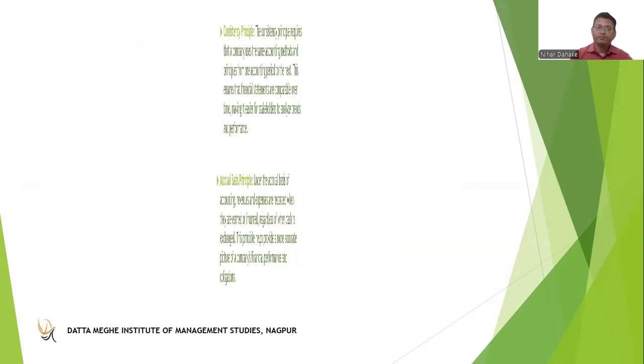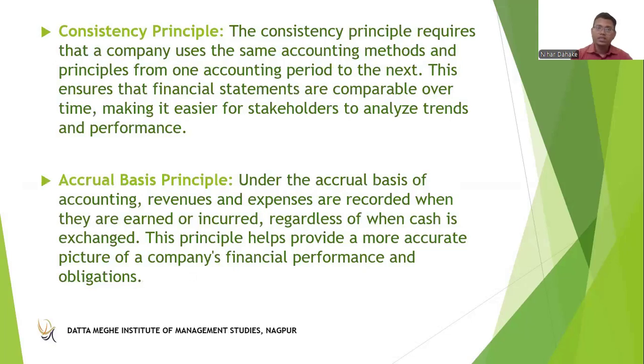That is the consistency principle. The consistency principle requires that a company uses the same accounting method and principle from one accounting period to the next. If you are maintaining the books of account by utilizing one method, you have to apply the same method in the second year, third year, fourth year, and so on. You cannot change the method of maintaining accounts each and every year. If you maintain one method for the first year, you have to apply it in the second and third year also.